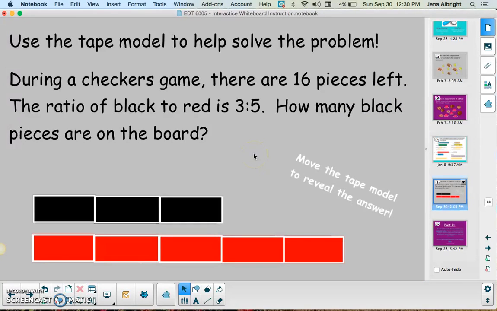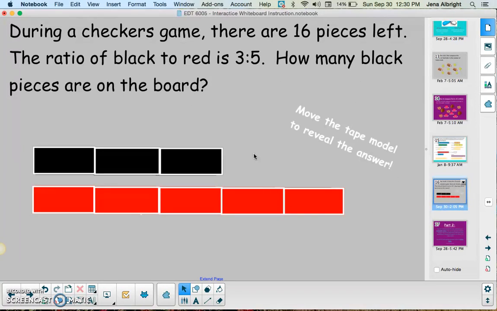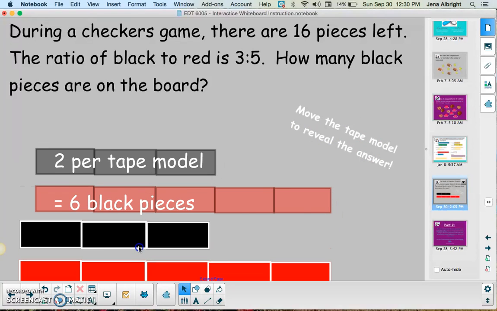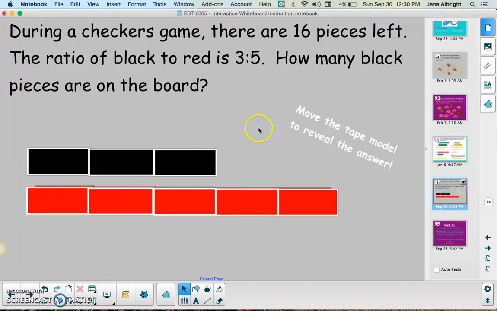Now they are introduced to a problem-solving problem, where students can use the tape model to help them solve the problem. Now, to provide them with some feedback as they're solving this, I also have given them the ability to move the tape model to see what their answer is to the overall problem in general.